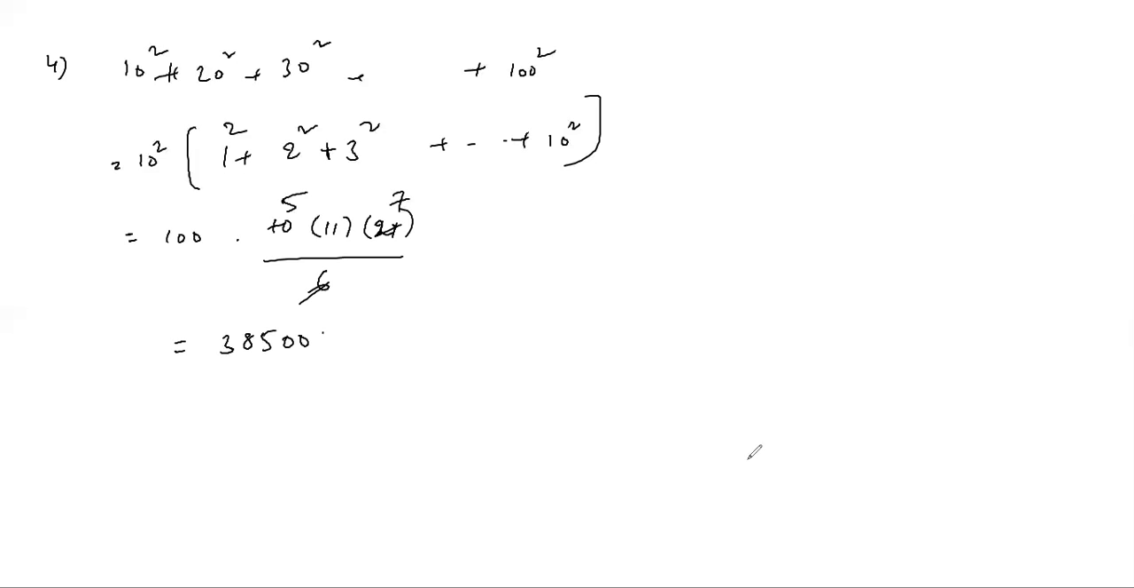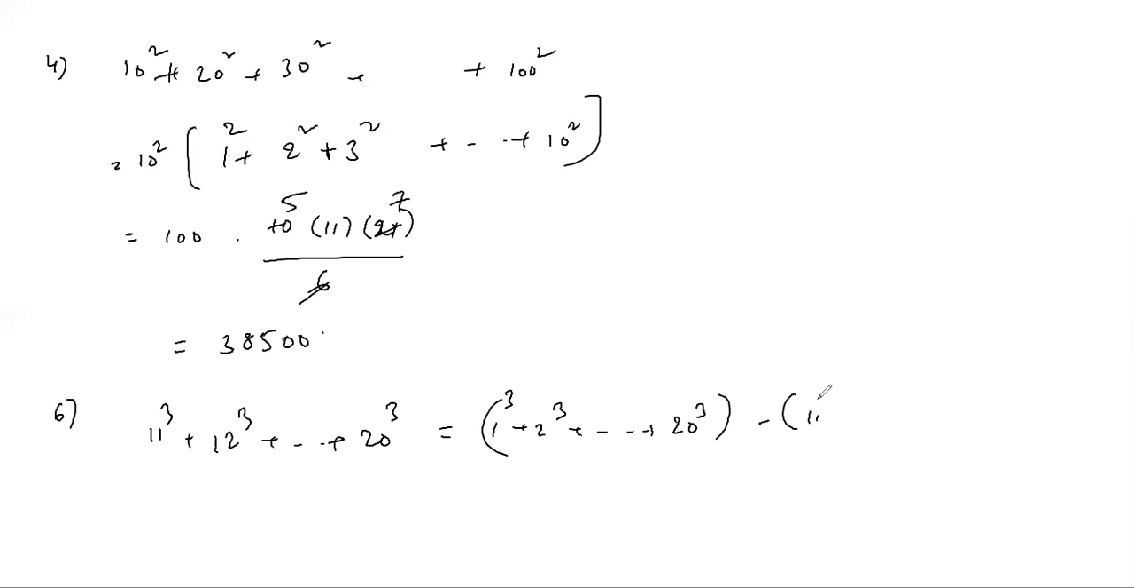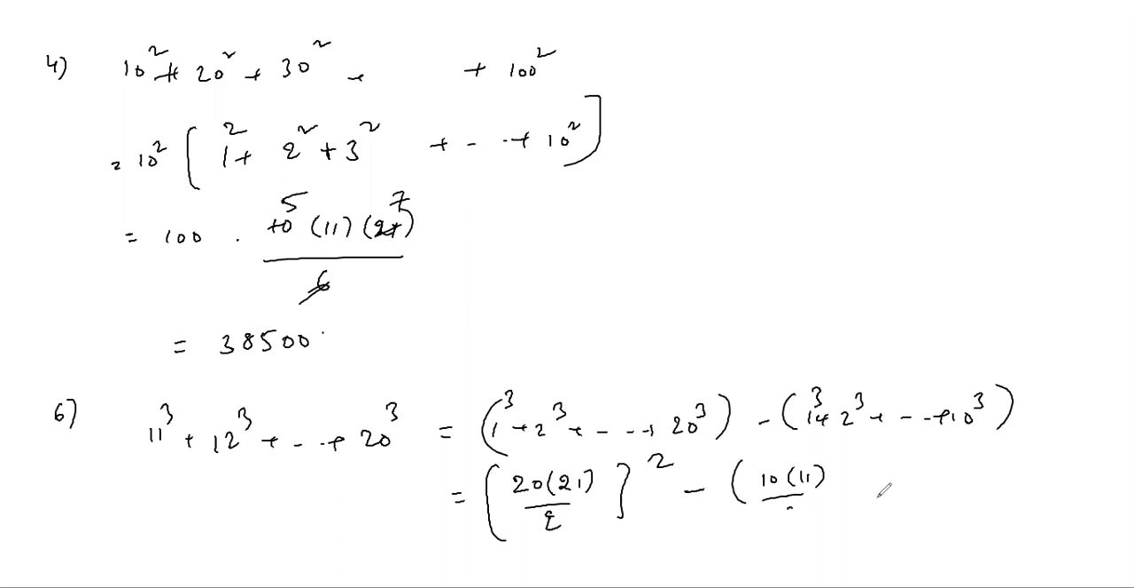For the sixth one, check 11q plus 12q plus and so on up to 20q. Just add 1q plus 2q plus and so on up to 20q, minus 1q plus 2q plus and so on up to 10q. You are adding extra. Sum of cubes: n into n plus 1 by 2 whole square, minus n into n plus 1 by 2 whole square. If you simplify this, you will get the answer. Option 4, 4105.